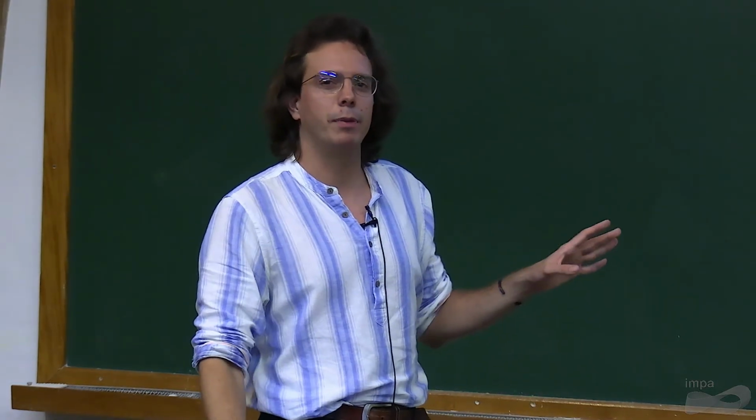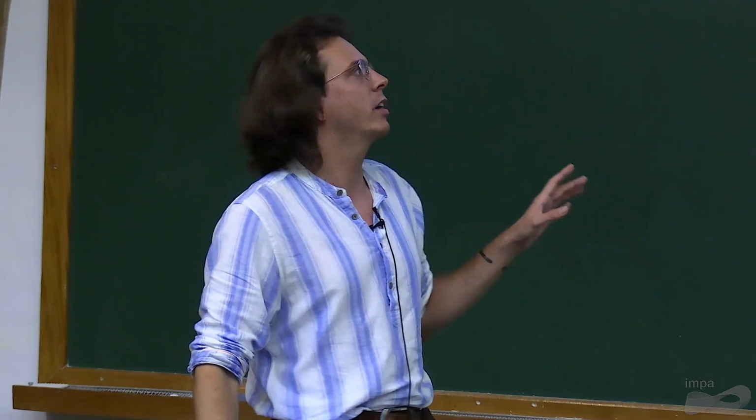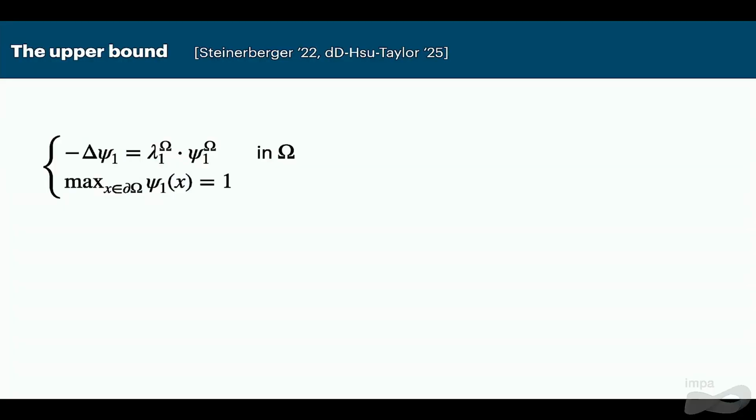So let's start with the upper bound. And the upper bound is also going to show us why things are unreasonable. So we want to bound this. I've normalized my eigenfunction so that its maximum value at the boundary is 1, and then it solves this PDE. And I want to bound this. How do we bound this?